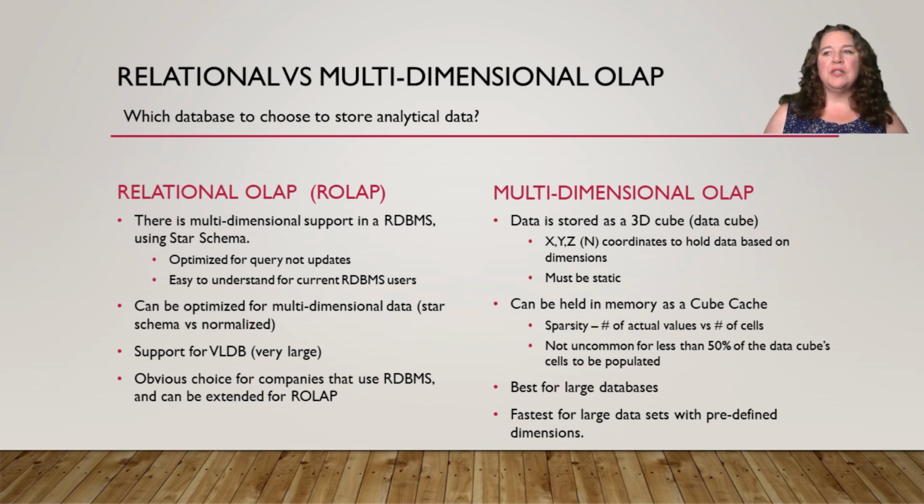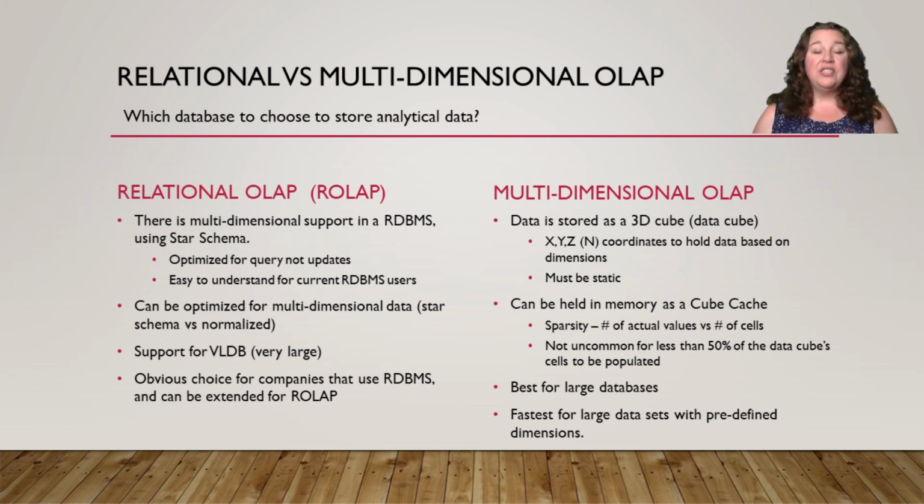So you can have a sparsity. It's not uncommon to have 50% or more of the cube cells not being populated because you don't have a data point at that face of your cube. And that's okay. That's expected with data cubes. You're not expected to fill in all 6. You can, but you don't have to.